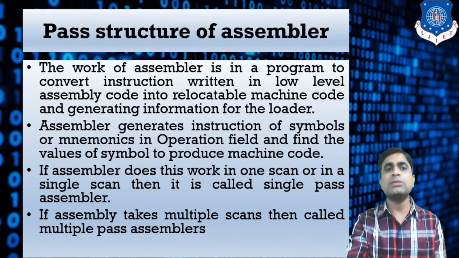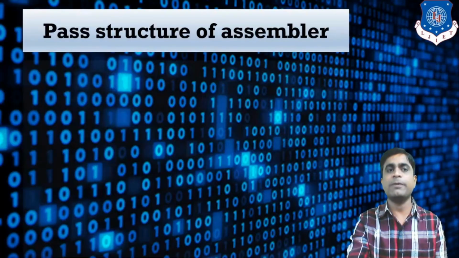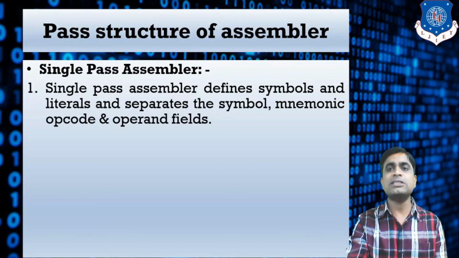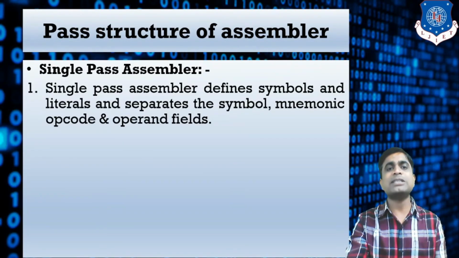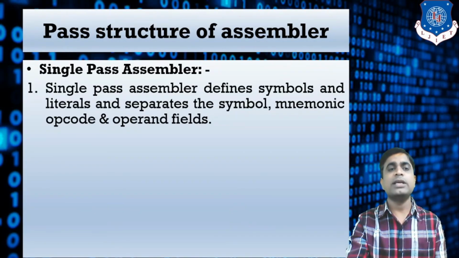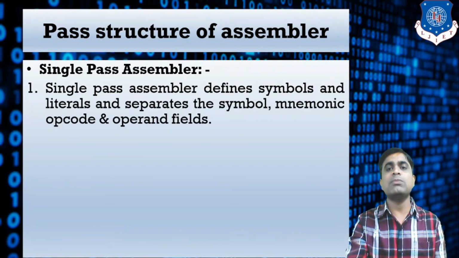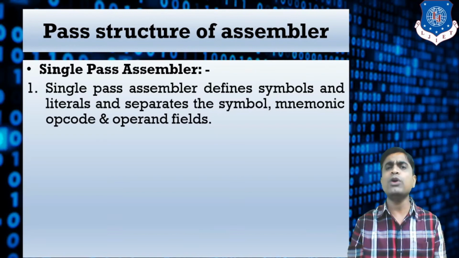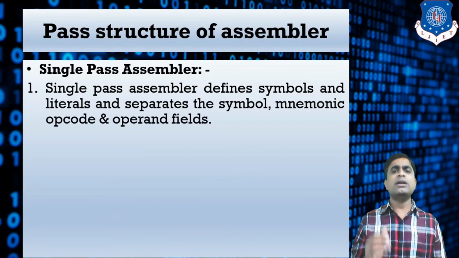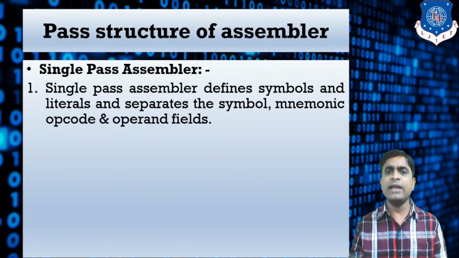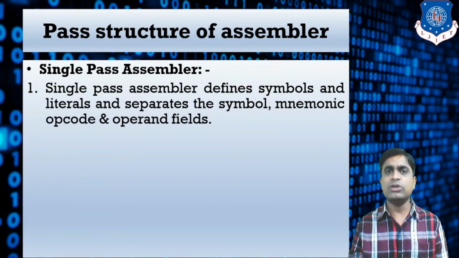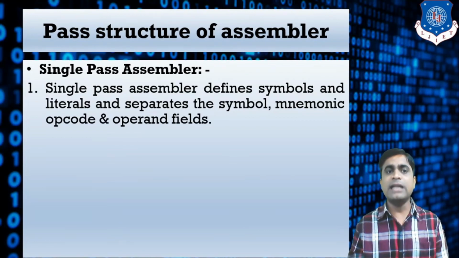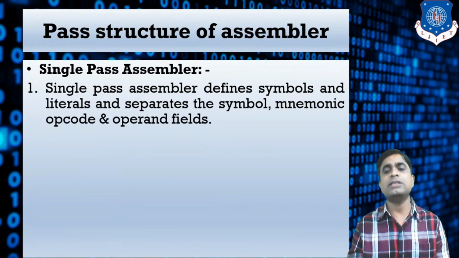So let's discuss what happens in the single pass assembler. A single pass assembler defines the symbols and literals, and separates the symbol, mnemonic opcode and operation field. We all know that in an instruction there is a symbol like add, its opcode, which is called the operation code, and the operand field, the data. That is to be separated in this single pass.